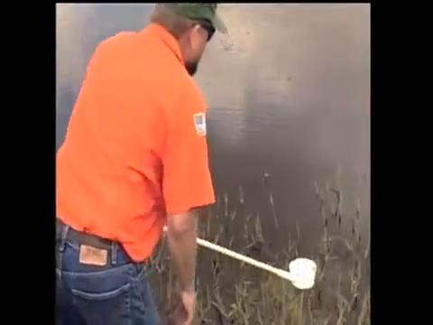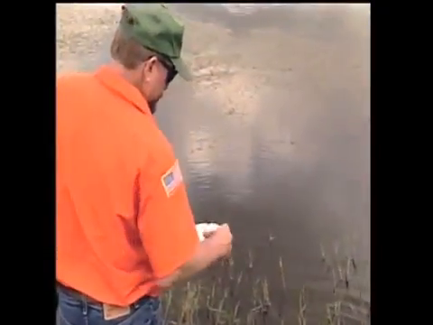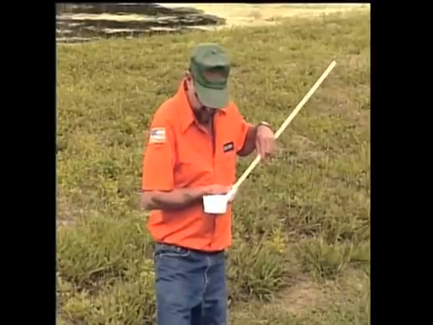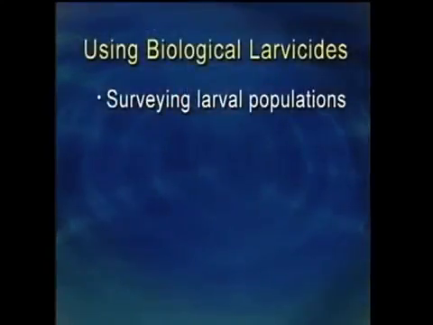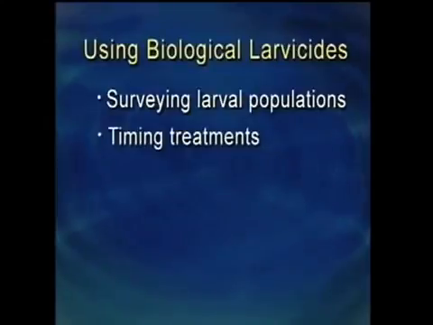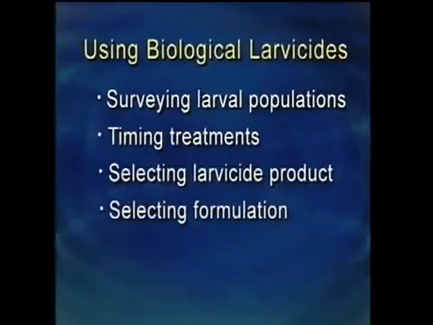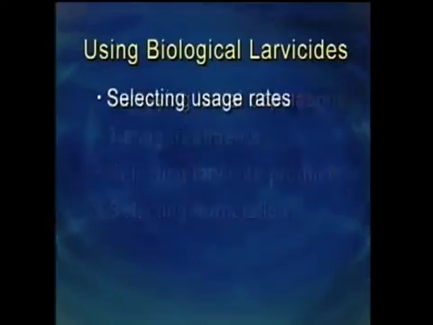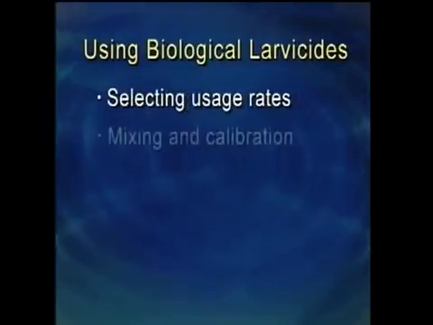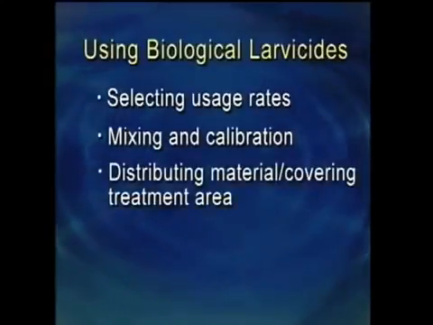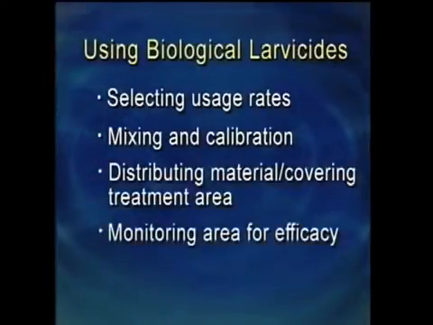The success of any biological larviciding program requires that the following steps are handled properly for each application. Surveying the larval populations, timing the treatments, selecting the larvicide product, selecting the formulation, selecting the usage rates, mixing and calibration, distributing the material and covering the treatment area, and monitoring the area for efficacy.